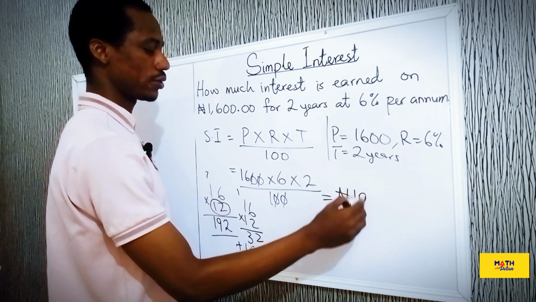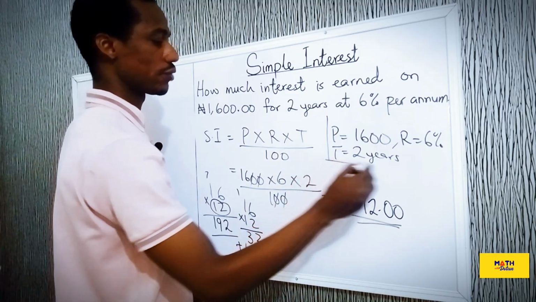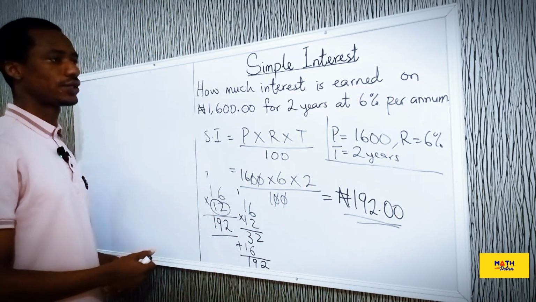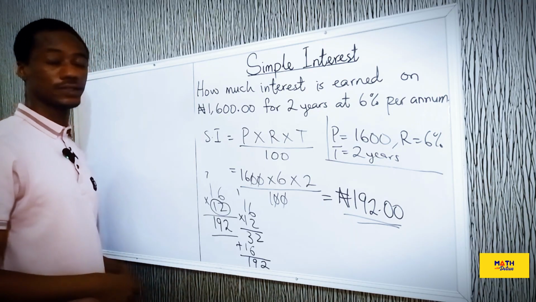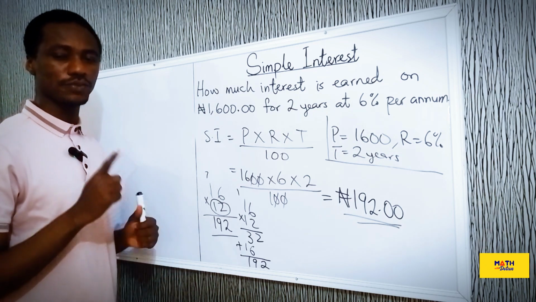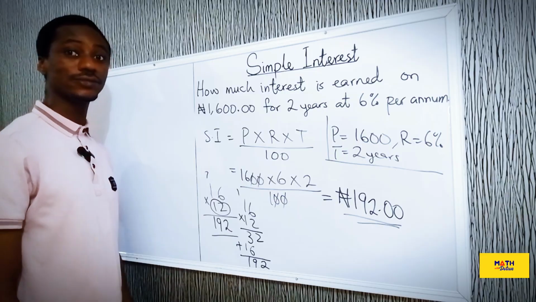192 naira. All right, that's our final answer. So the interest that will be earned on 1,600 naira if it's invested for 2 years or borrowed for 2 years, at 6% per year, will be 192 naira.